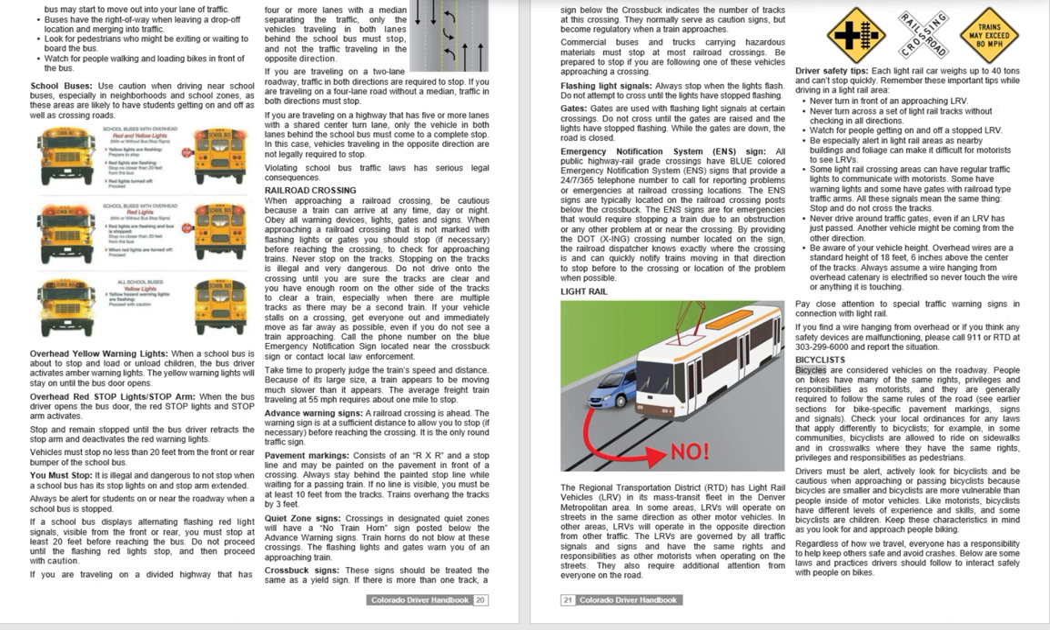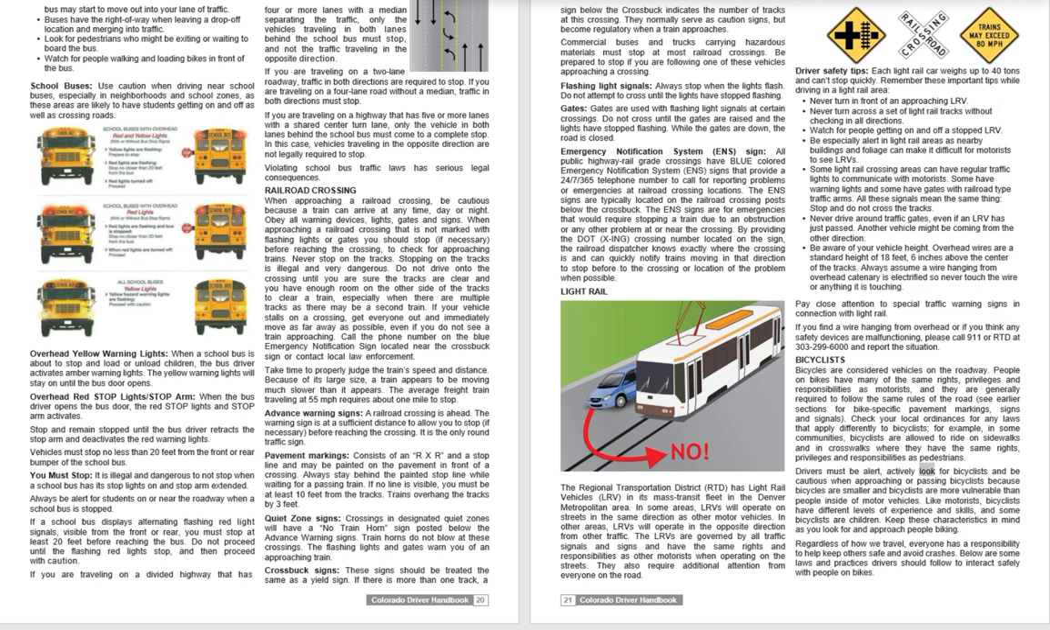Bicyclists. Bicycles are considered vehicles on the roadway. People on bikes have many of the same rights, privileges, and responsibilities as motorists, and they are generally required to follow the same rules of the road. See earlier sections for bike-specific pavement markings, signs, and signals. Check your local ordinances for any laws that apply differently to bicyclists. For example, in some communities, bicyclists are allowed to ride on sidewalks and in crosswalks where they have the same rights, privileges, and responsibilities as pedestrians.